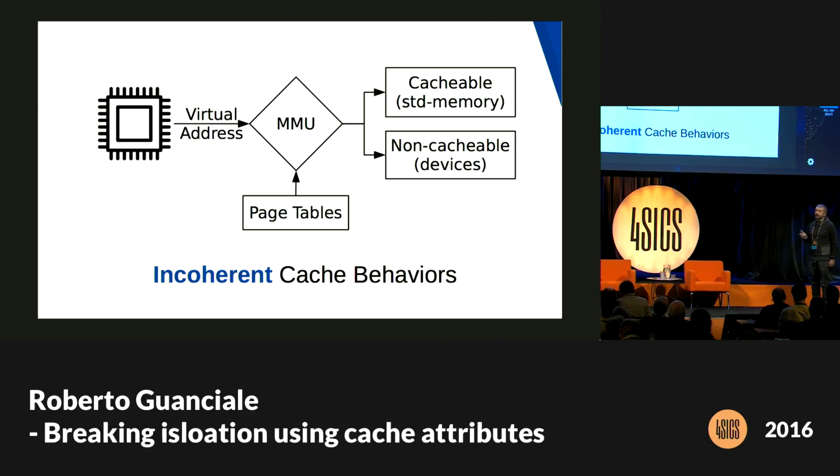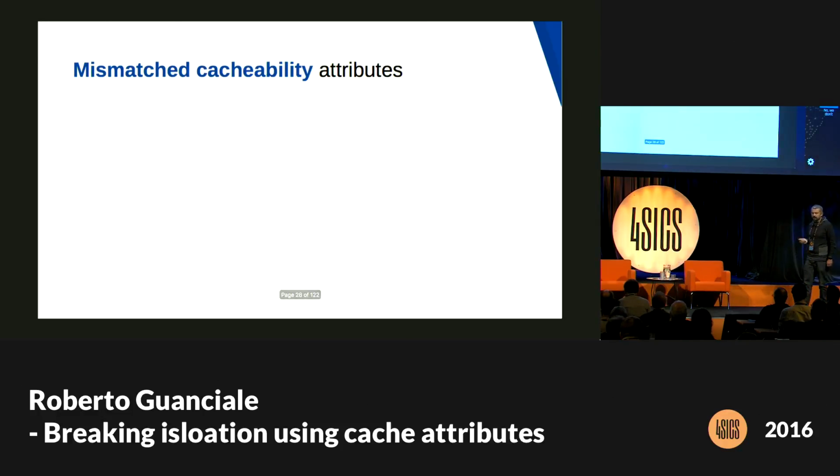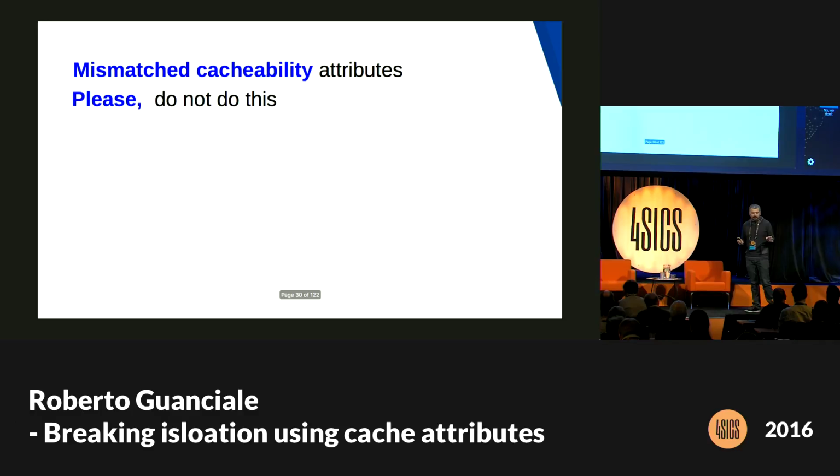So what you can have now is two different virtual aliases, two different virtual addresses that point to the same memory location. One is cacheable and the other one is not. This is called mismatched cacheability attribute. And if you read the specifications of Intel, ARM, Power, etc., they say, don't do this. Don't mix cacheability attributes. But actually, sometimes the attacker is powerful enough to break this assumption.